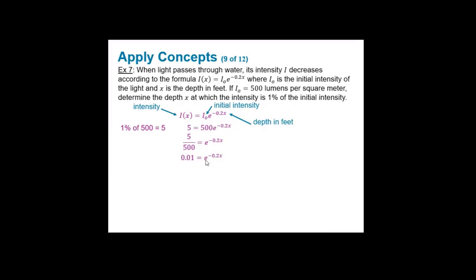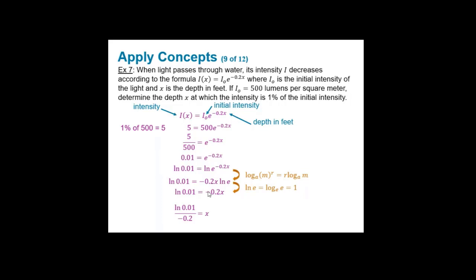So since I have an e here, I'm going to take the natural log of both sides. You could bring this exponent down in front. So we'll bring down that negative 0.2x in front of the natural log of e. But what is the natural log of e? That's just equal to 1. So now I have the natural log of 0.01 is equal to negative 0.2x.